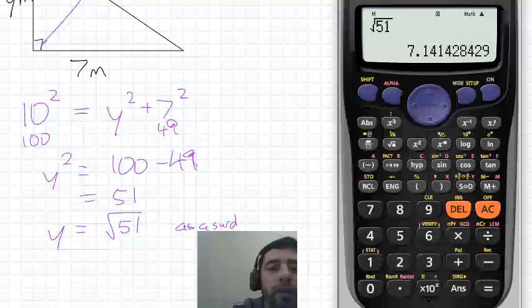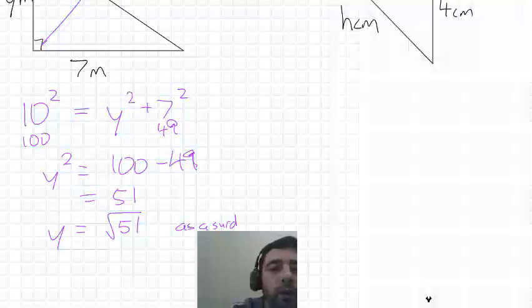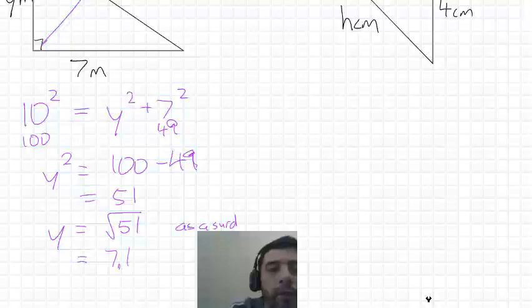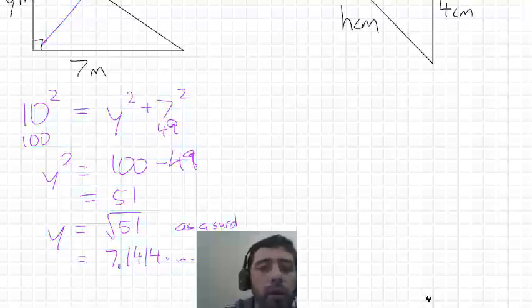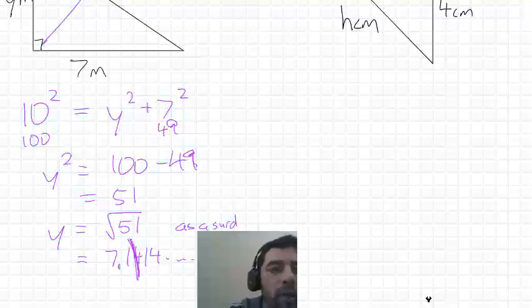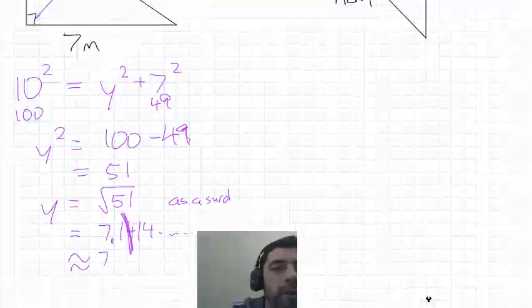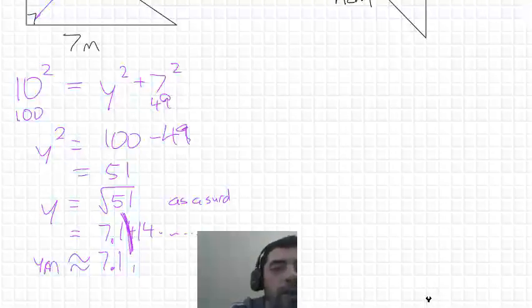It says 7.1414, 1414, etc., etc., etc. And we should round this off. We just need to pick a decent spot to round off, usually 1 or 2 decimal places, but we would chop it off here and just say that it's approximately 7.1, or y meters in this case is 7.1 meters.